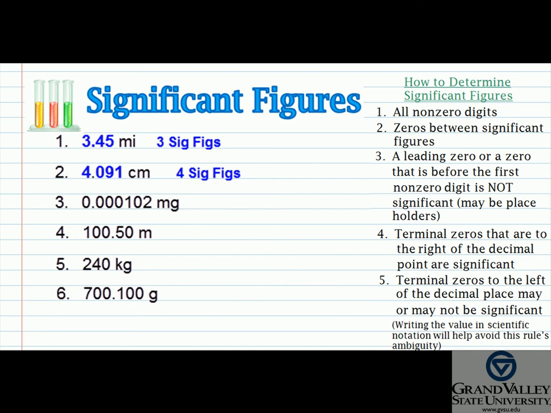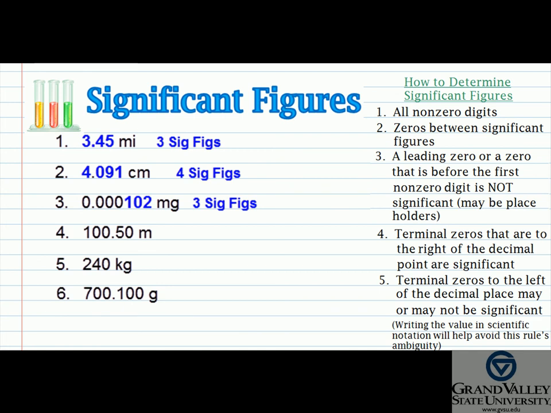Next, let's look at problem number 3. The numbers 1 and 2 are significant by rule number 1. According to the second rule, zeros that are between significant figures are significant. The third rule states that leading zeros are not significant. Thus, these 4 zeros are not significant. Their only purpose is to locate the decimal point. Therefore, the number of significant figures in this value is 3.